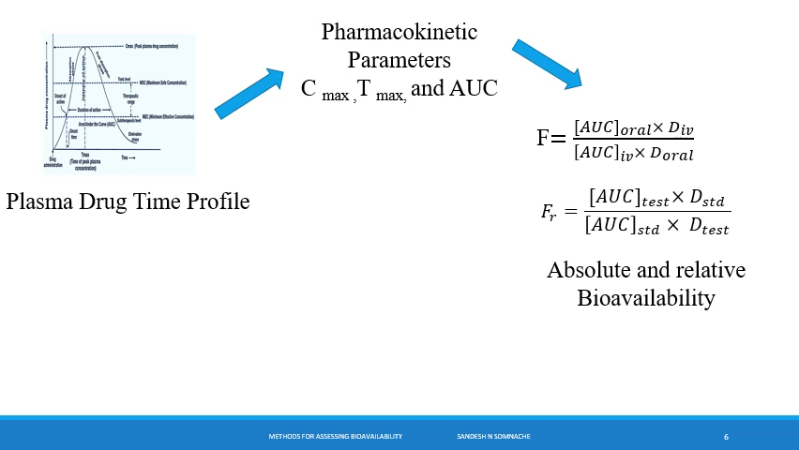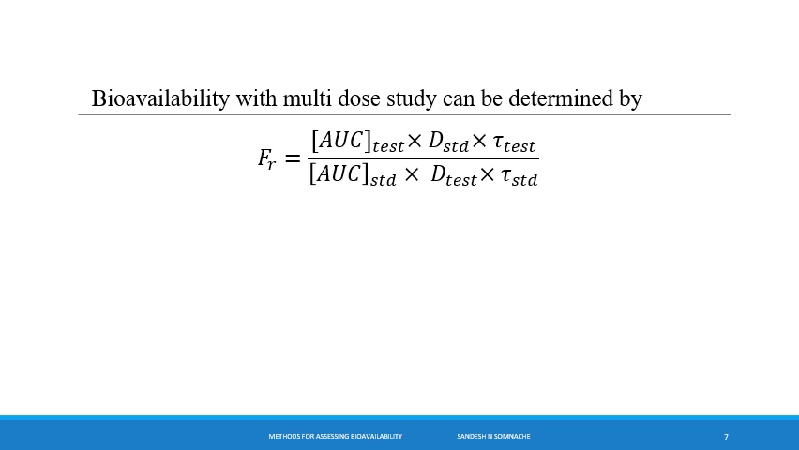In case of relative bioavailability, meaning comparison between two extravascular formulations, one is test and another one is a standard: area under curve of test drug product and dose of standard divided by area under curve of standard drug product and dose of test.